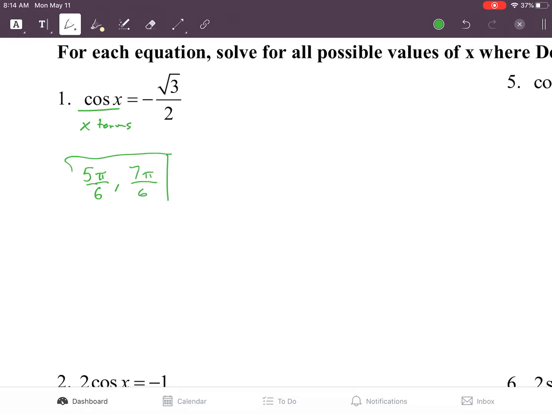And that's it. You're done. There's nothing else to do. You're going to solve your equation, find the answer on the unit circle, and write them all down. That's all you're going to do.